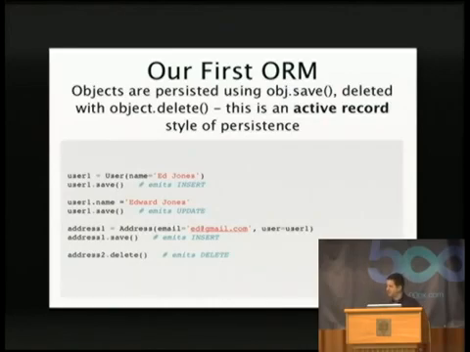Then you deal with the user object, and then you're going to use commands on a user object to emit commands to the database, like an insert or an update. So say here we make a new user object with name of Ed Jones, and then we say user1.save.